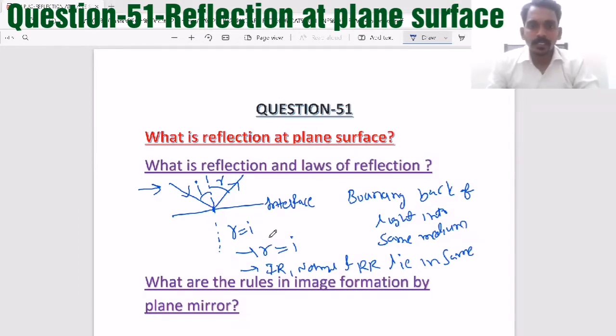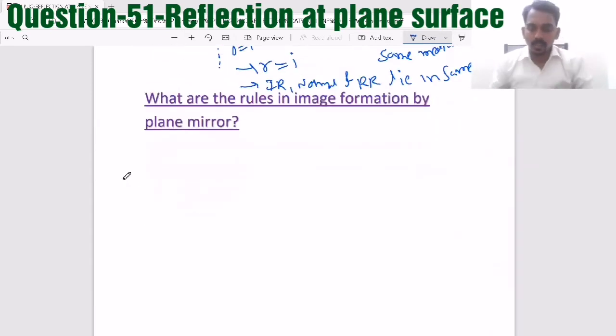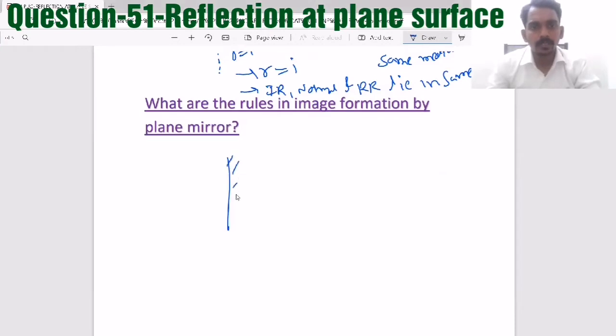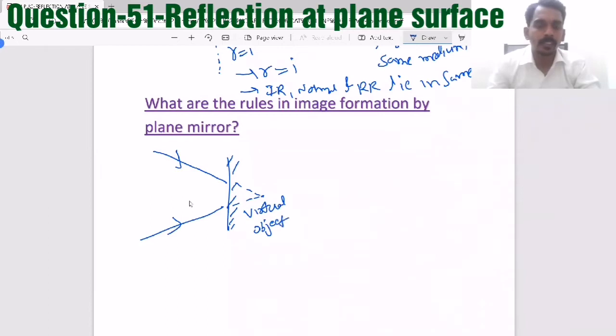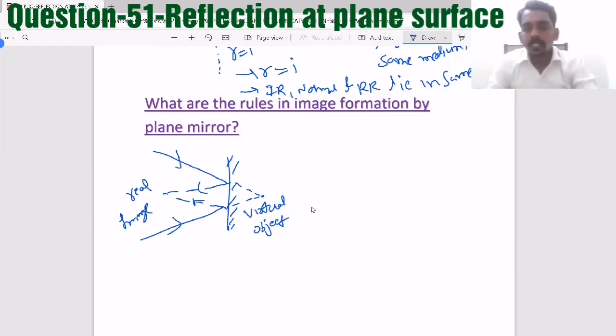Now the next thing is, what are the rules in image formation by a plane mirror. See, when there is a plane mirror, if incident rays are coming like this, then they appear to come to this point, and that is called a virtual object. Then we get a real image. So image means intersection of reflected rays, object means intersection of incident rays.